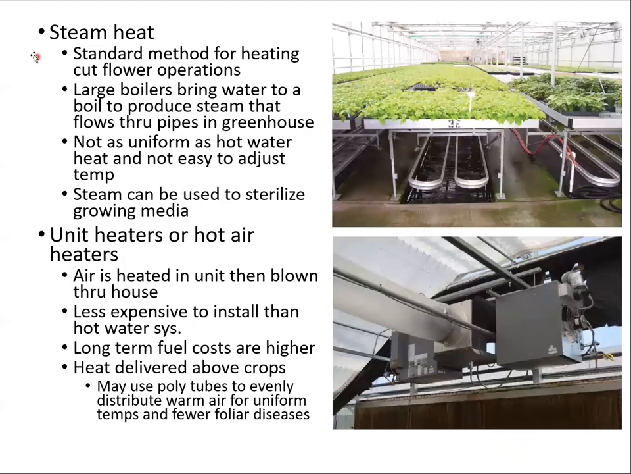You can also do steam heat. This is a standard method for heating in cut flower operations, because a lot of times in cut flower operations you want higher humidity. You have a large boiler that brings water to a hot point and produces steam that flows through pipes in the greenhouses. So it's a different method of getting some piping systems really hot. It's not as uniform as hot water systems and not as easy to adjust the temperature.